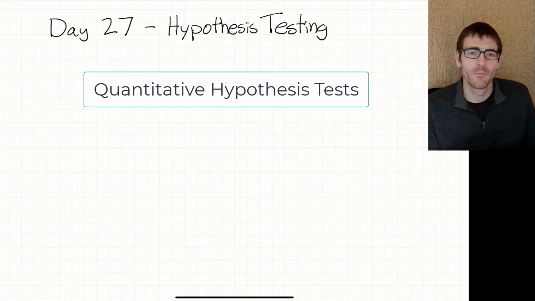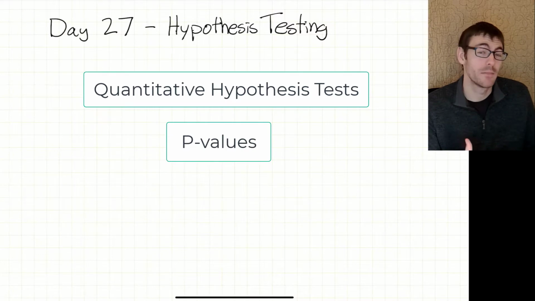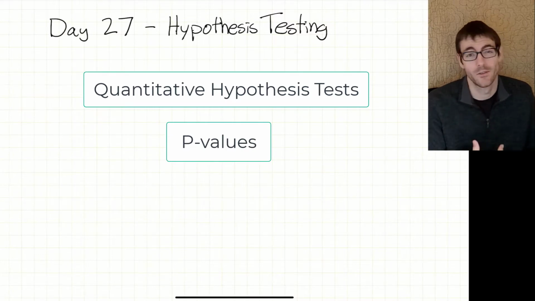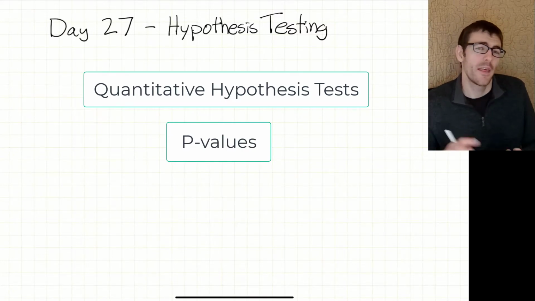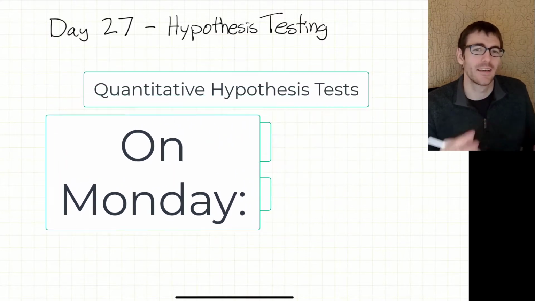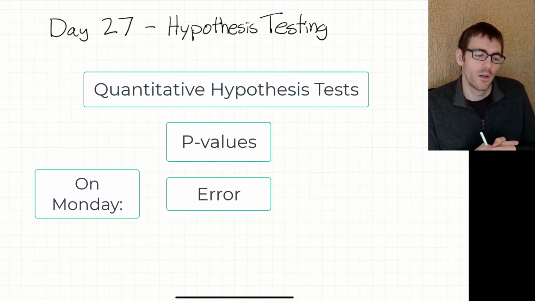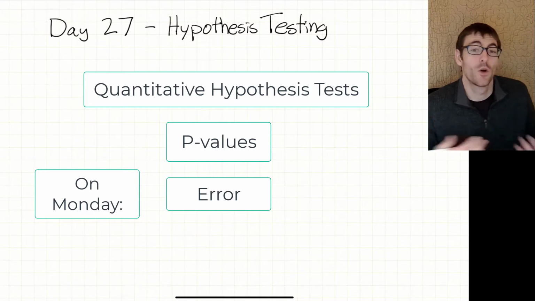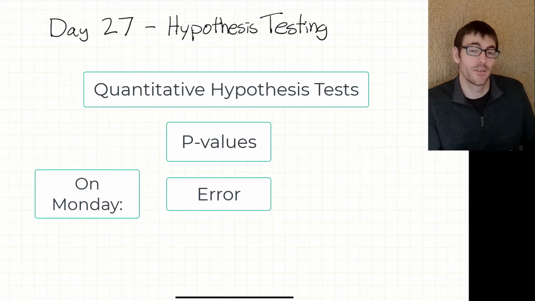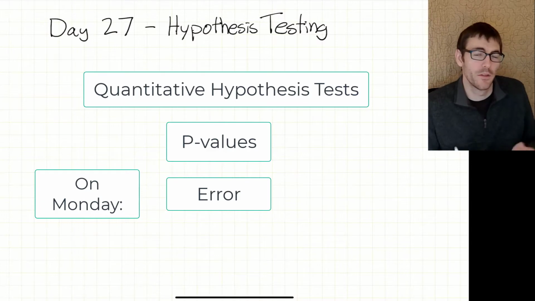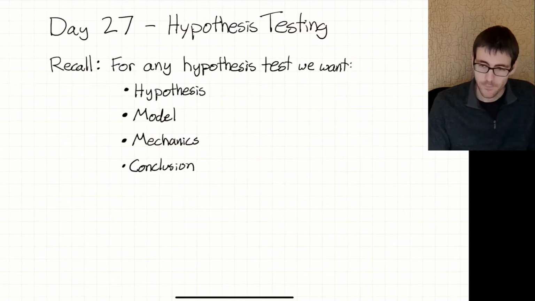After that, we'll talk a little bit more about what these p-values mean, as in what can they tell us and what don't they tell us. And then at the very end, we'll start laying some groundwork for our discussion on Monday, which is going to be about what can go wrong with this hypothesis testing. What happens if we come to the wrong conclusion?